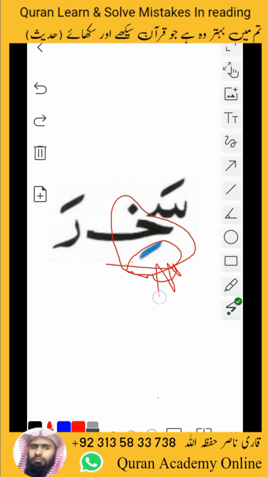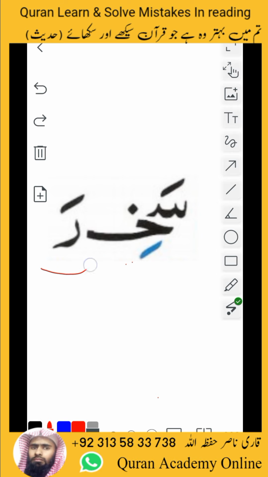Okay. Next letter we have is ra. It's ra. What is this? This is ra, and on top of the ra, the fatah sign. We will read it. Ra fatah ra. Ra fatah ra.